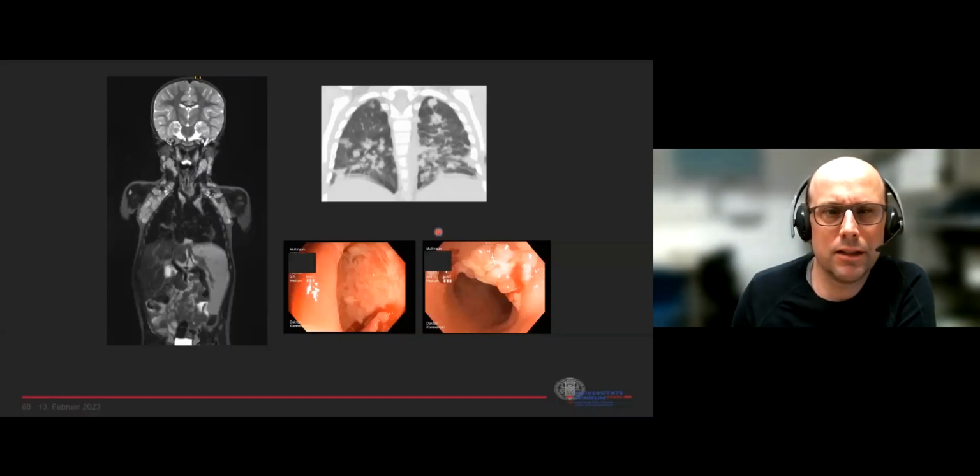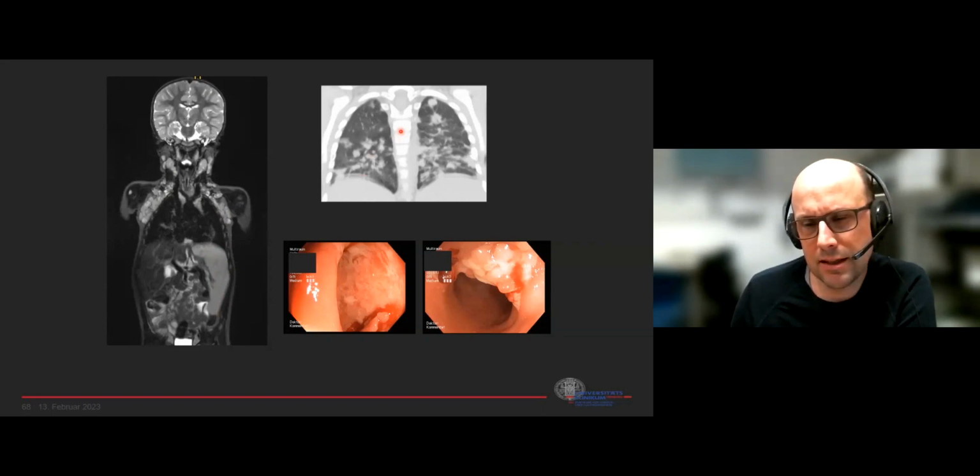Here you see some clinical pictures of the patient with this very profound generalized lymphadenopathy. He had a spleen that was enlarged all the way down to the pelvis, and he had dense, large lymphocytic infiltrates in the lung that are quite typical for CTLA4, but also LRBA deficiency. And you also see very dense inflammatory infiltrates in the intestine.